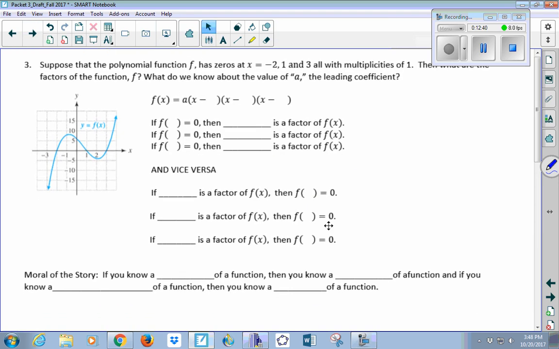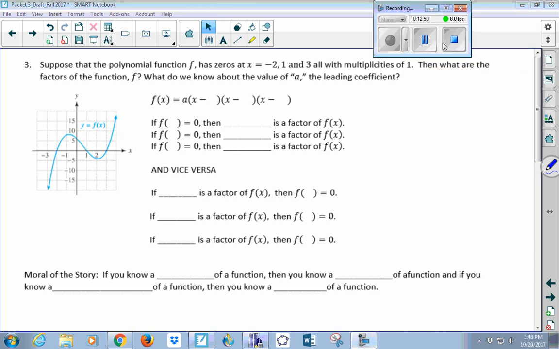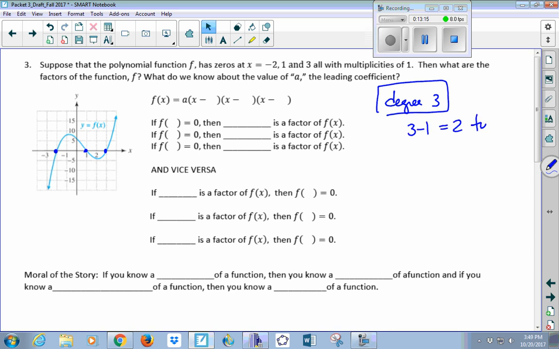All right, suppose we have a polynomial function f, and it has zeros at negative 2, 1, and 3, all with multiplicities of 1. So we know at negative 2, 1, and 3, our graph will go straight through, cross over the x-axis. They all have multiplicities of 1. Since it has 3 zeros, we know that we can have a degree 3 polynomial here. We also see that we have 3 minus 1, 2 turning points.